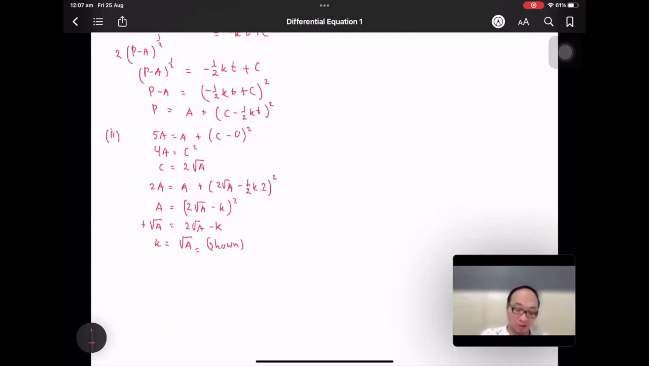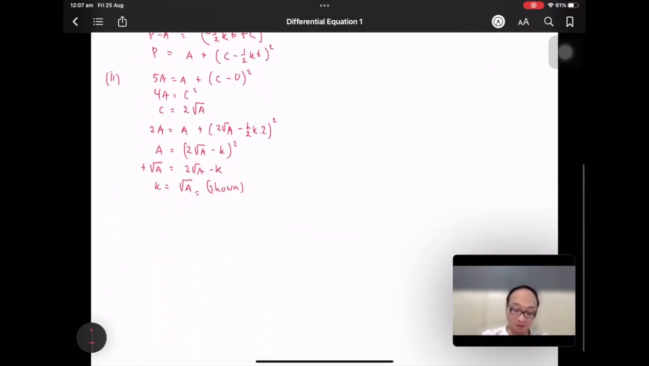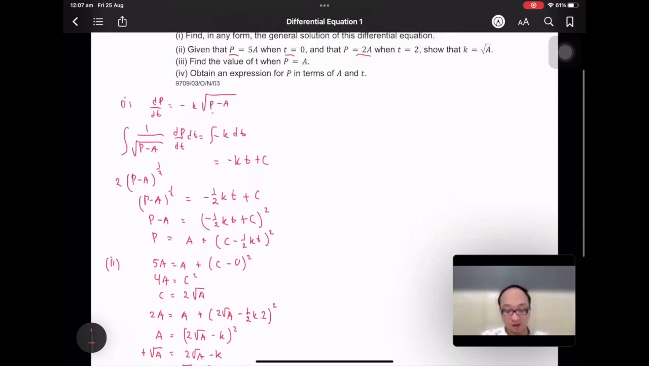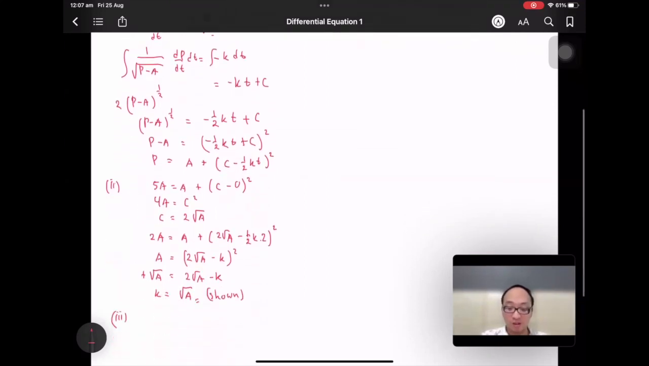This is positive because A is the pressure, so it cannot be negative. Okay, the third one. Find the value of T when P equals A.